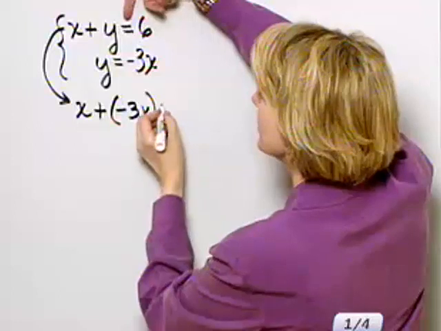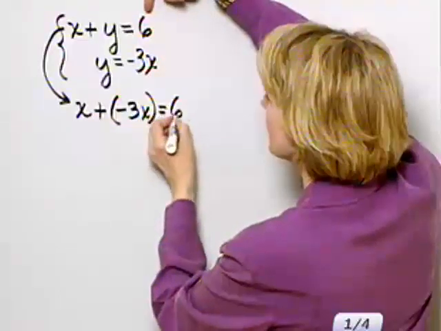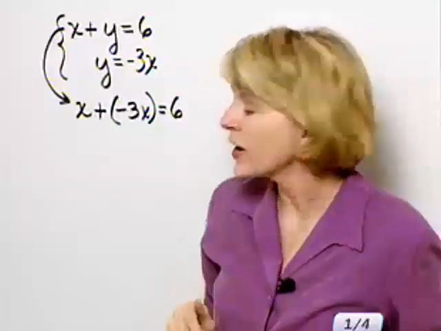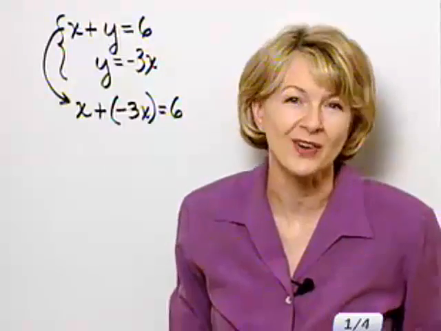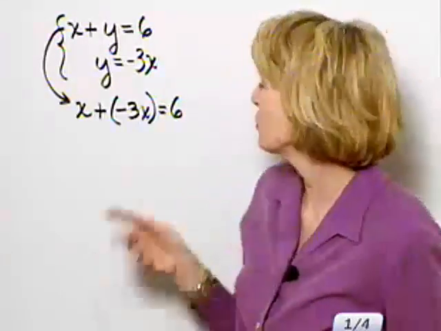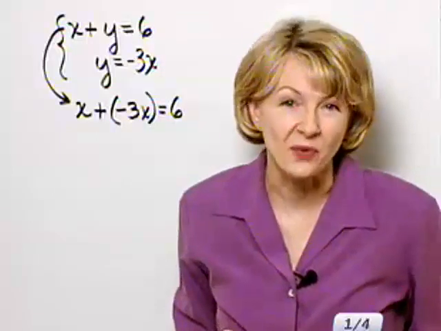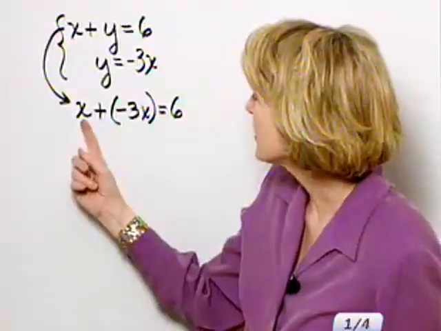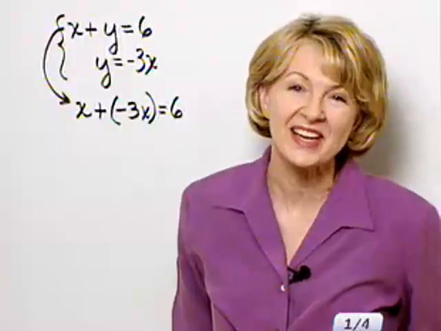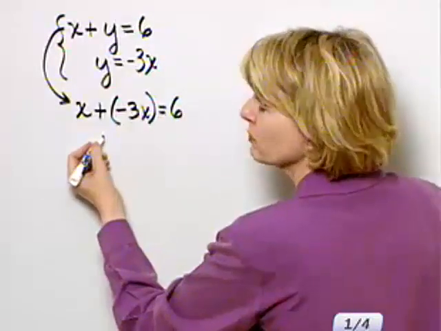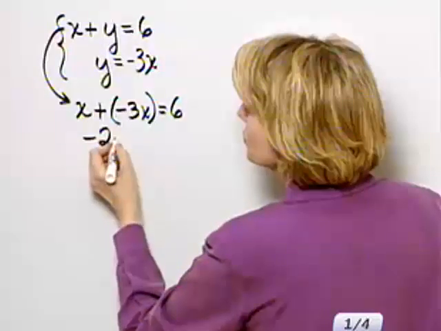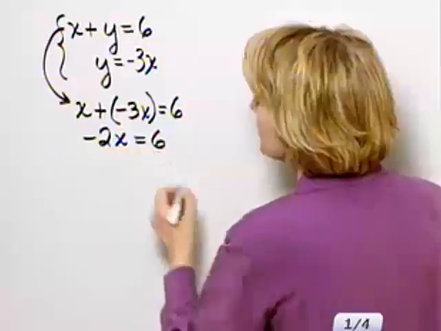Then finish writing the equation. And now study this equation a moment. Notice we now have an equation in one variable, or one unknown. So we can solve this equation for x. What is x plus negative 3x? That is 1 minus 3, or 1 plus negative 3. It's negative 2x, which is equal to 6.